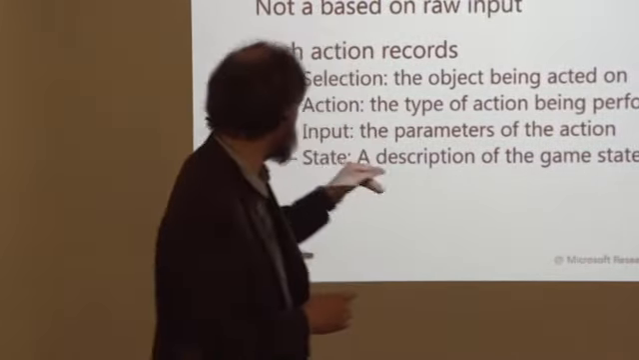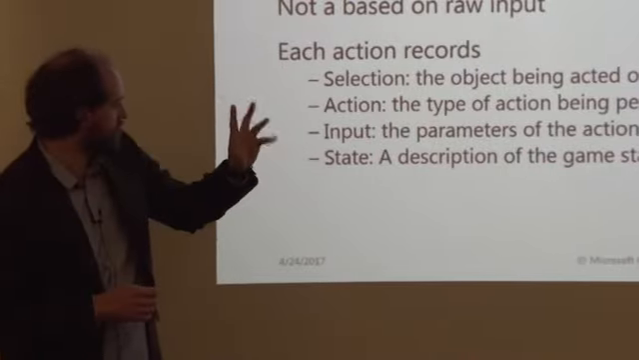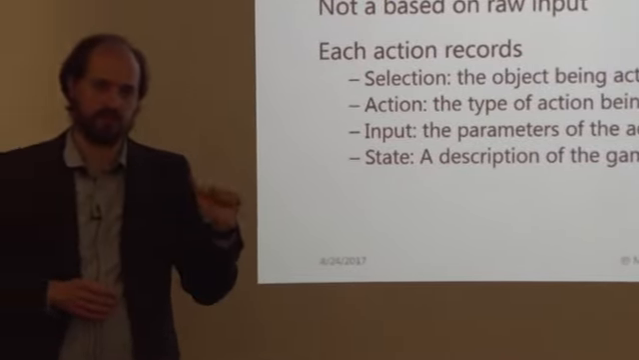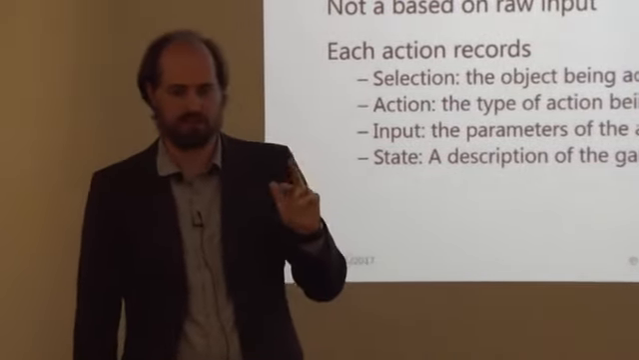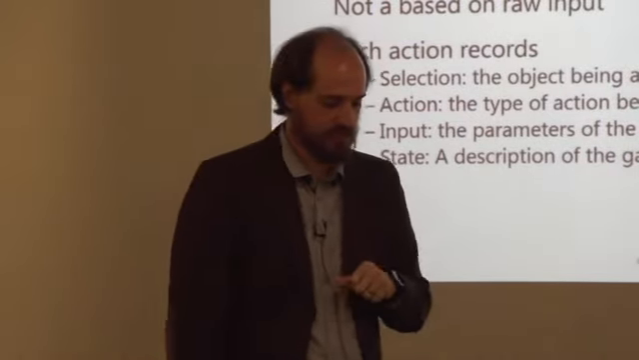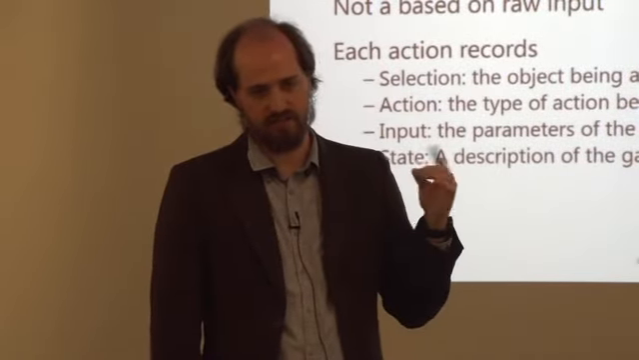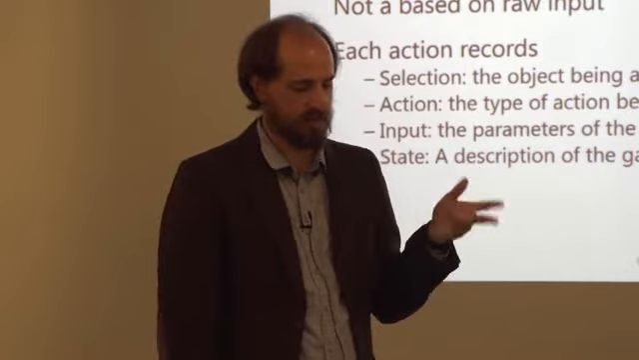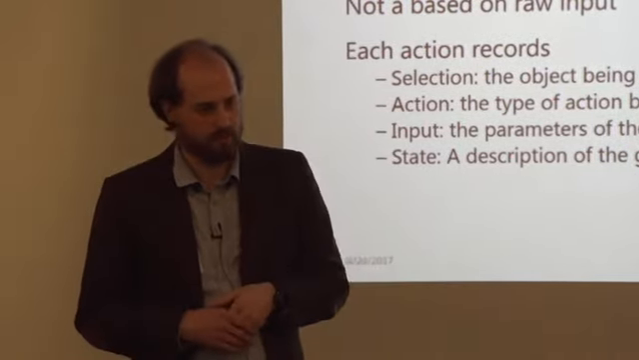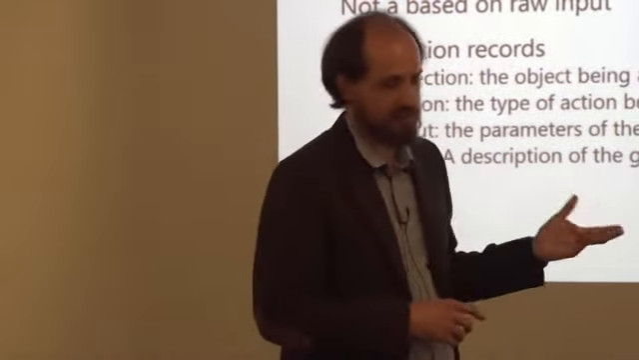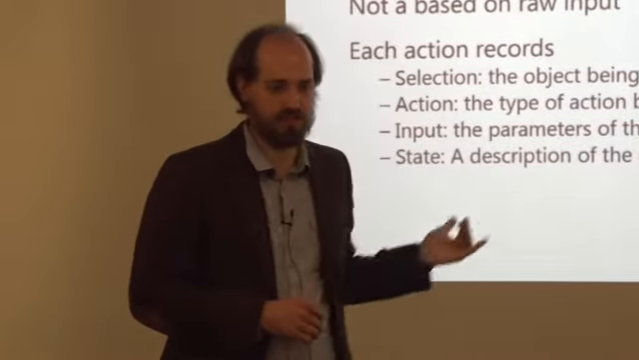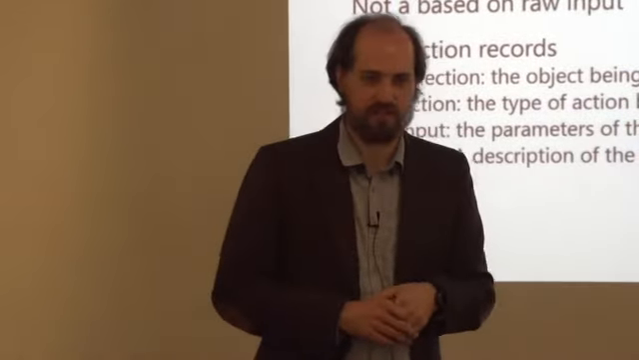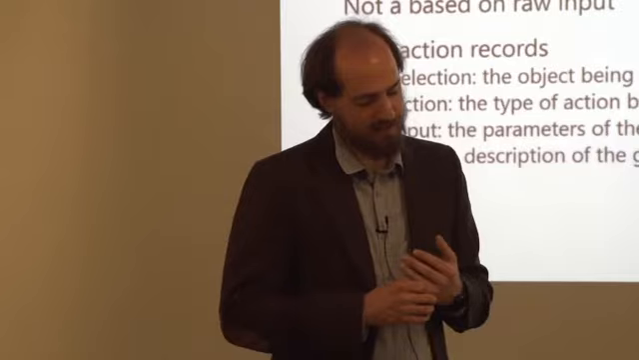But essentially, each one of these records comes with 4 features: a selection, action, input, which is a common paradigm in intelligent tutoring systems for describing actions, which is essentially the target of an action, effectively the verb, and then the inputs is a list of parameters to that action, and then the state at the time of the action. And this is mainly because I don't want to trust interpolation, because physics engines are messy.